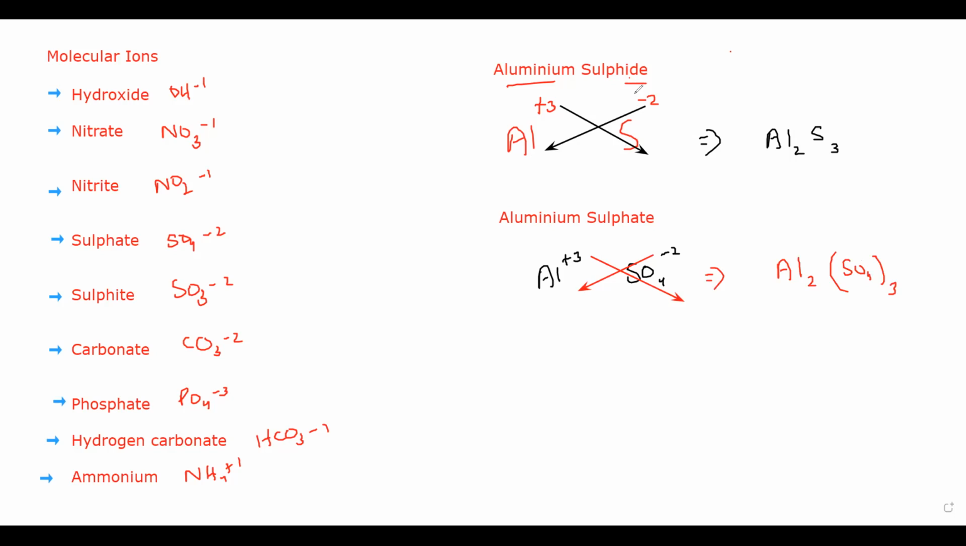The difference between sulfide and sulfate: sulfide means sulfur element alone, you can see S. And sulfate means sulfur is connected with oxygen, with the formula SO4. So sulfate means sulfur connected with 4 oxygen and having a valency of minus 2. But sulfide means sulfur element alone, which has a valency of minus 2. So the formula is different. You can see for aluminium sulfide it is Al2S3, but aluminium sulfate is Al2(SO4)3.